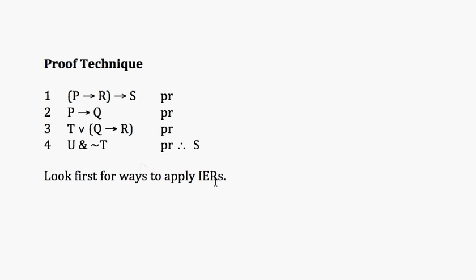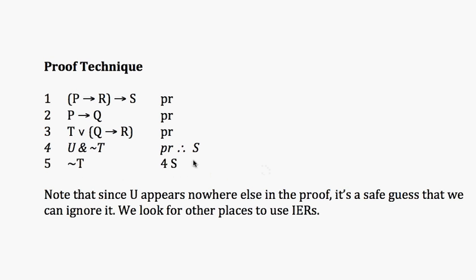How do we begin? Well, the best advice is always to start looking for places where you can apply information extracting rules. And if you look at this proof, you can see that we have an opportunity with the fourth line to do that. So we used line 4, I've italicized it here just to help you keep track, and we extracted not t from it. Now, we could have gone on and extracted u as well, but if you look at the rest of the proof and you look at what we're trying to get, it seems pretty clear that u isn't going to do anything for us. So while it wouldn't be wrong, we just haven't bothered to do that.